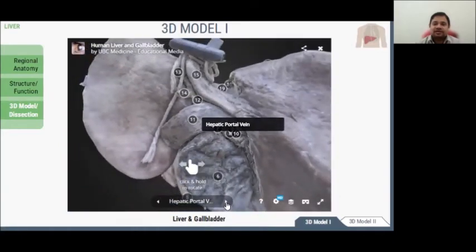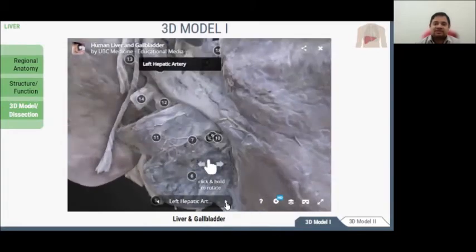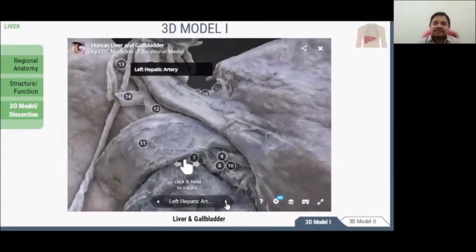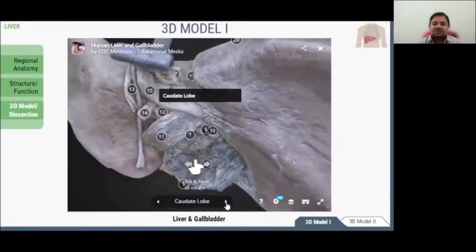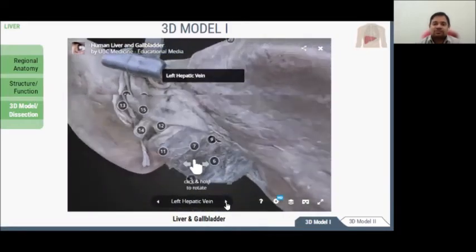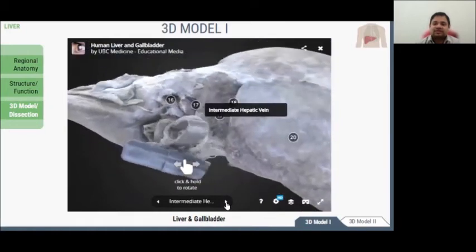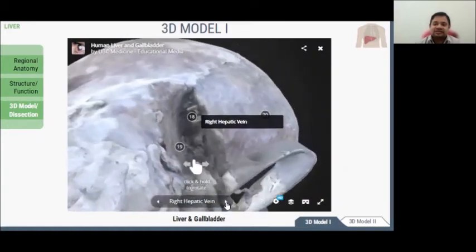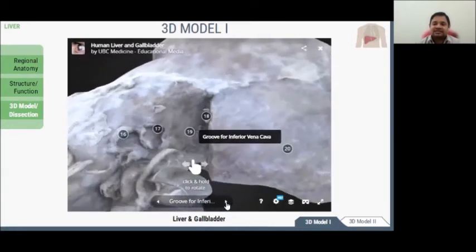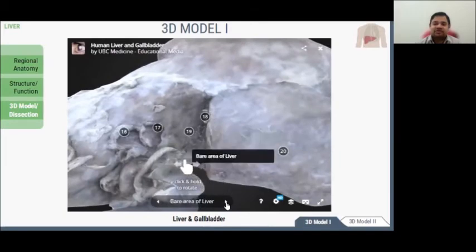11 is the hepatic portal artery and vein. 12 is the right hepatic artery. 13 is the left hepatic artery. 14 is the proper hepatic artery. 15 is the caudate lobe. Then the left hepatic vein is number 16. 17 is the intermediate hepatic vein. Right hepatic vein, 18. 19 is the groove for the inferior vena cava, where the inferior vena cava is going to lie.